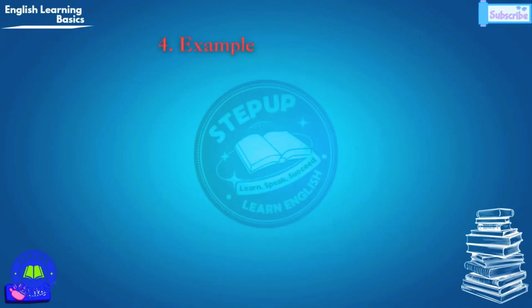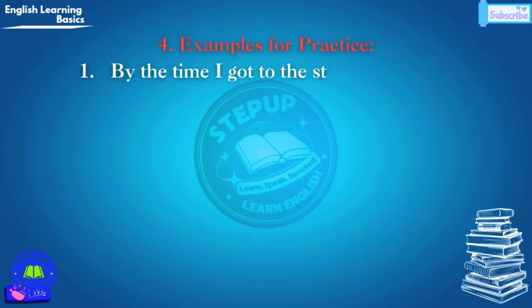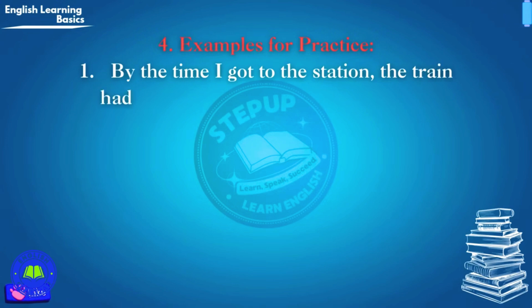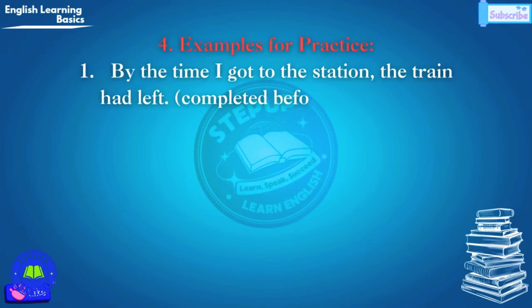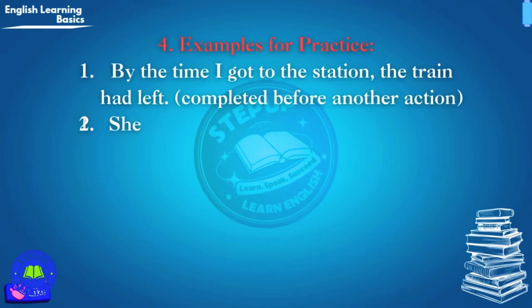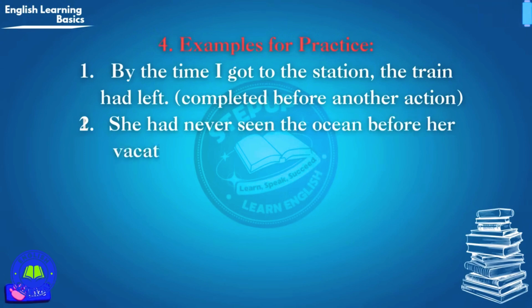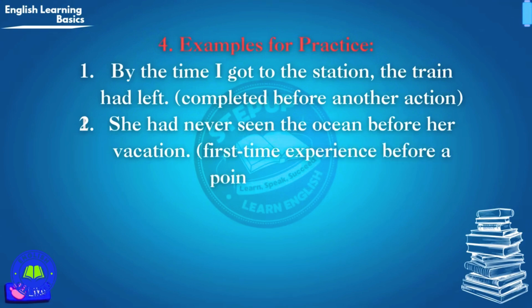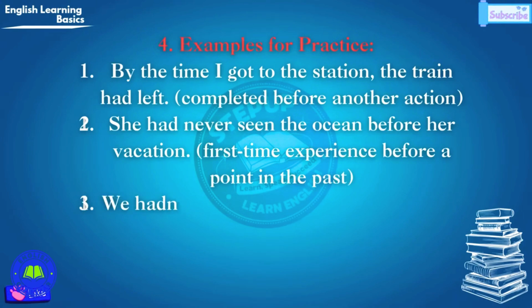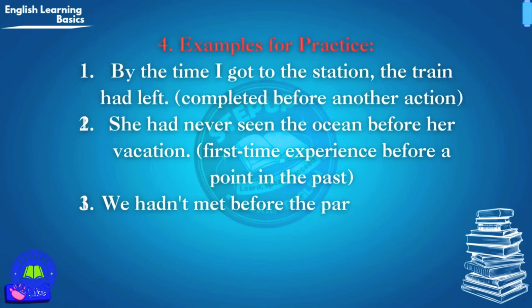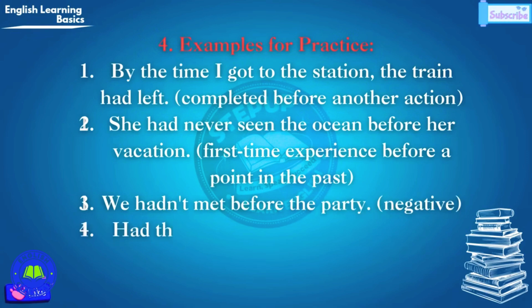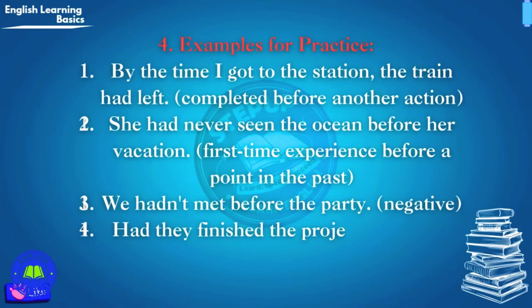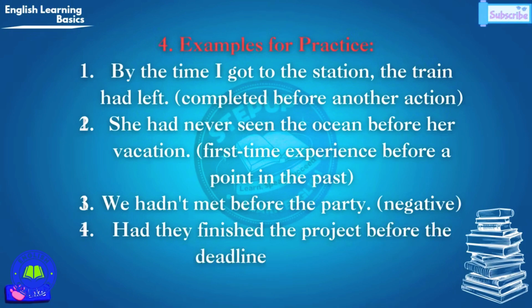4. Examples for practice. 1. By the time I got to the station, the train had left. Completed before another action. 2. She had never seen the ocean before her vacation. First time experience before a point in the past. 3. We hadn't met before the party. Negative. 4. Had they finished the project before the deadline? Question.